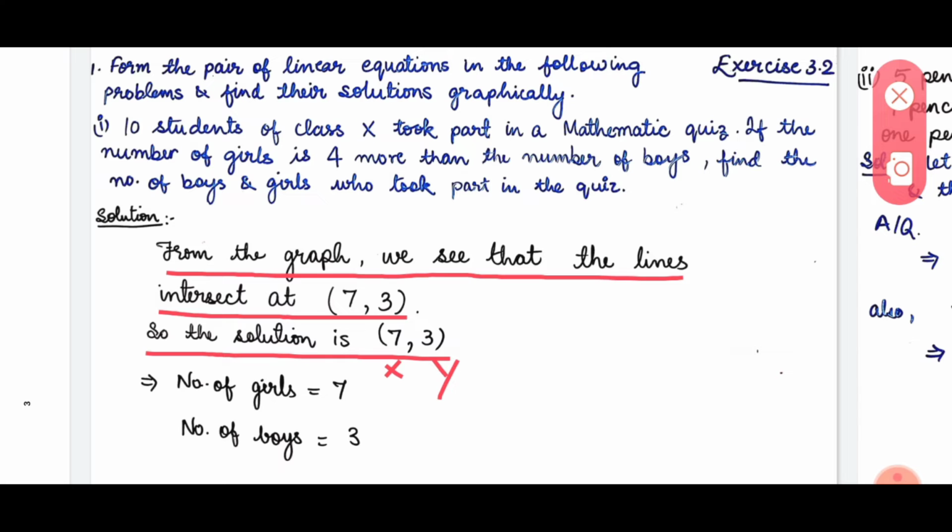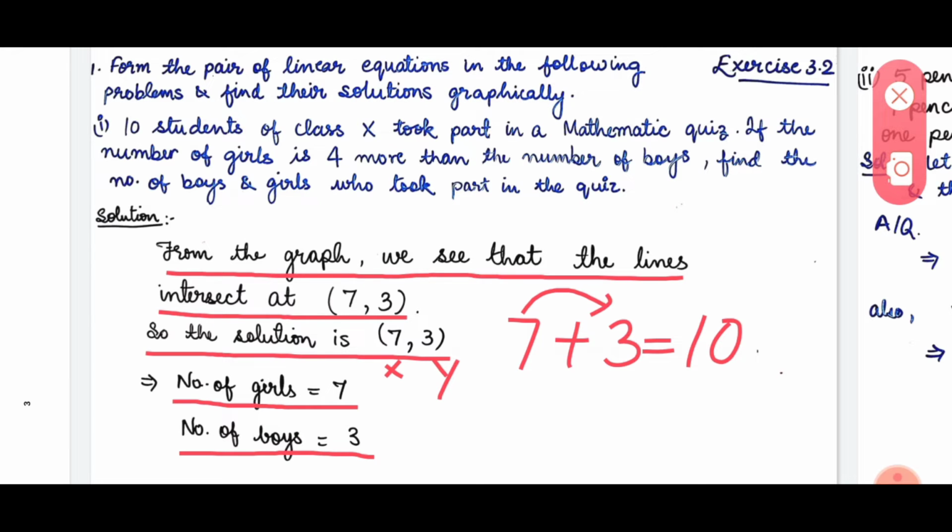What is x in the question? We assumed the number of girls as x, right? So the number of girls will be 7 and the number of boys will be 3. Now you can confirm, okay? You can check that 7 plus 3 is 10. That means there are total 10 students and the number of girls is 4 more than the number of boys. So you can check the answer which you have got.